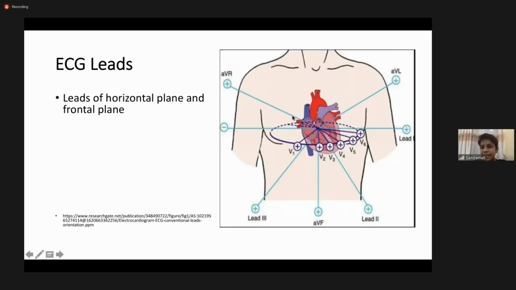In the frontal plane, you have AVR, AVL, and AVF. AVR is looking from the right upper limb, and AVL looks from the left upper limb. And these AVL and L1 look at the lateral wall of the ventricle. And leads 2, 3, and AVF look at the inferior part of the heart. And these localizations are important in the next step of interpretation of ST elevation.